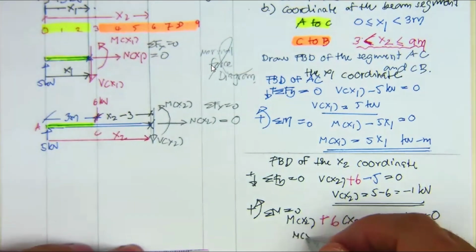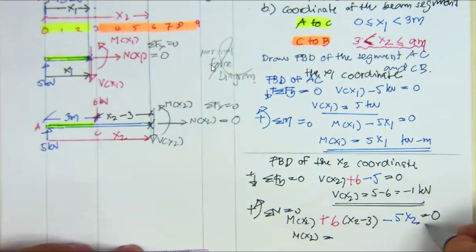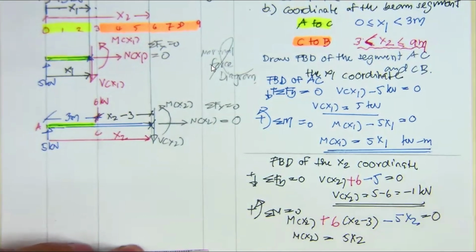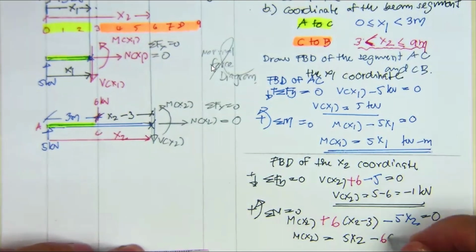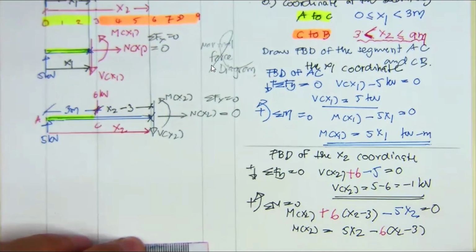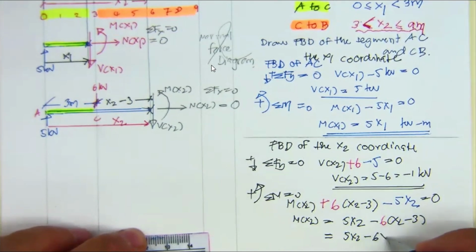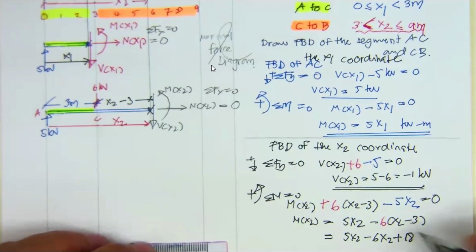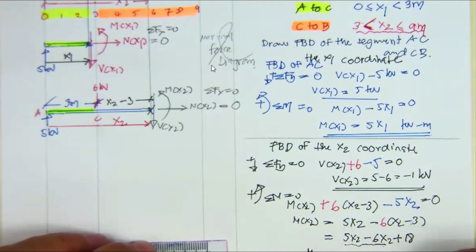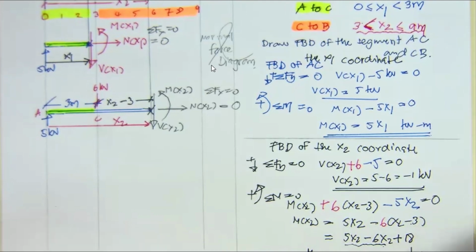Now, M sub x2 is going to be equal to 5x2 minus 6 times x2 minus 3. So this is going to be 5x2 minus 6x2, negative becoming positive 18. And then this one will eliminate each other. So M sub x2 is going to be minus x2 plus 18 kilonewton meter.